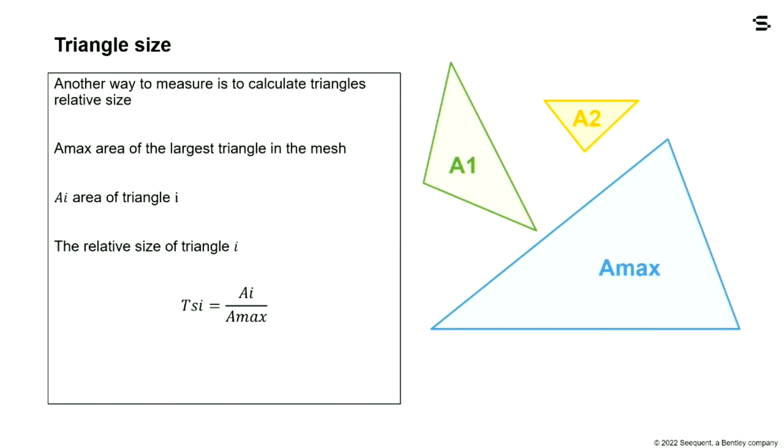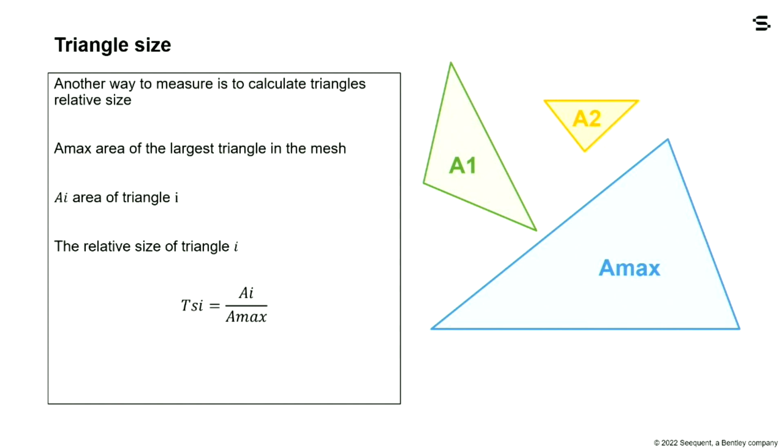Another way of looking at the triangle quality is to take your mesh, look at the biggest triangle in terms of area, and divide all the other triangle areas by that one. You will get a value between 0 and 1, and that makes it easy for you to spot which triangles are actually small inside your mesh. Small triangles can be a problem as well.